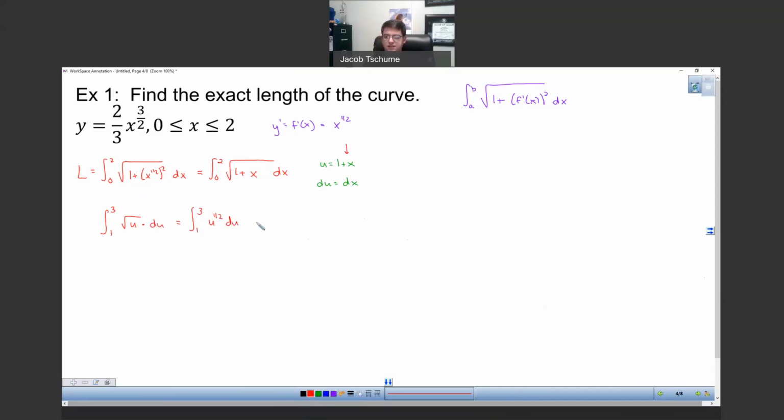So do your integration technique, and that would be u to the 3/2 with a 2/3 out front that we're going to evaluate from 1 to 3. That means you will have 2/3 times 3 to the 3/2 minus 1 to the 3/2. Now, 3 to the 3/2 is not a perfect number, so I'm not going to be really worried about it. I'm actually going to leave it alone. So 3 to the 3/2. But 1 to the 3/2 is 1, so I will simplify that part, and that is the exact length of your curve.